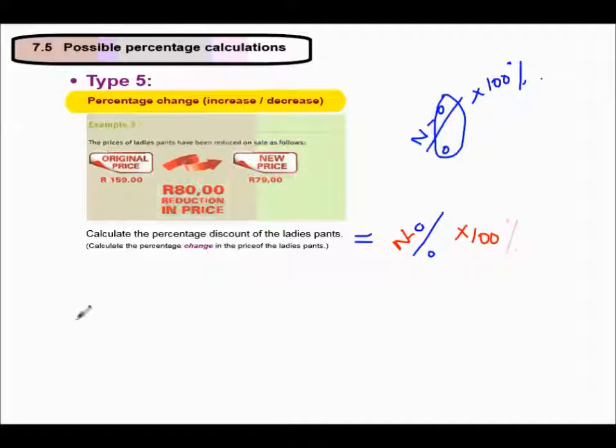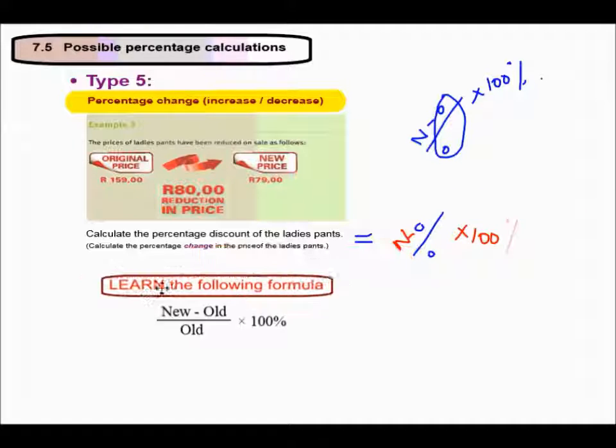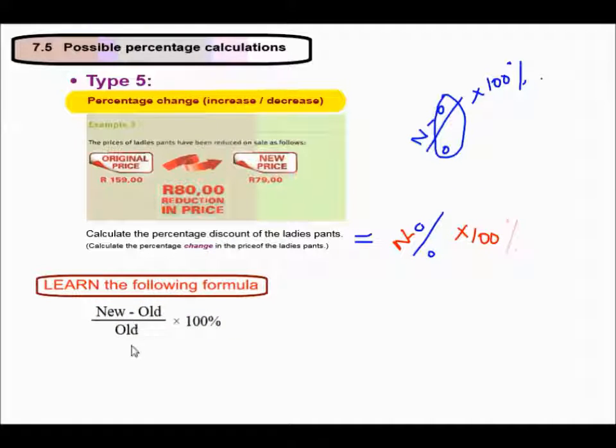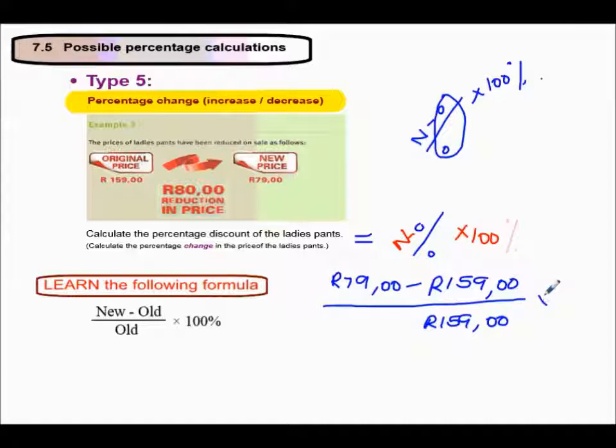So to do percentage change, I'm going to use the formula, and you have to learn this formula. New minus old over old. Right, so my new price is 79 Rand, minus my old price was 159 Rand, over my old price was 159 Rand. And I'm going to multiply that by 100%.